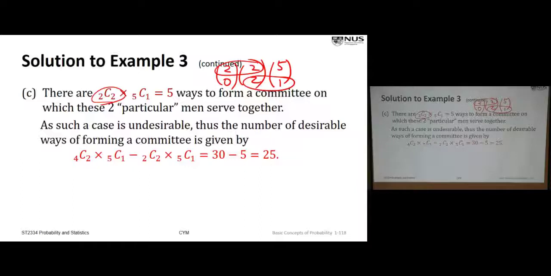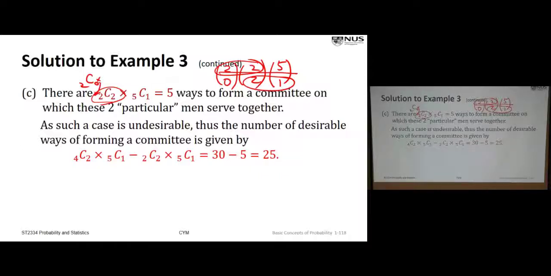So now it's okay. 2 plus 2 plus 5 is 9. 9 persons divided into 3 groups: 5 women, 2 particular men, and 2 remaining men. From the 2 remaining men, we don't choose anyone. The 2 particular men are all in. And then from the 5 women, we choose 1. So that's how we do it. So maybe you would like to add this, and you know what it means. Multiply.